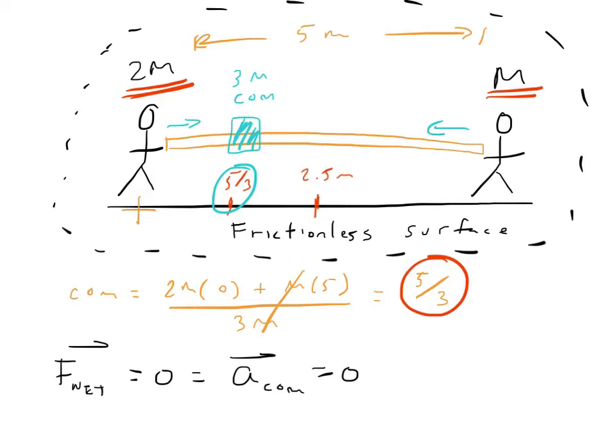So the center of mass remains stationary. So the question is, where do these two meet? Well, since the center of mass must remain stationary, the two are going to meet right at the center of mass. Pretty interesting.